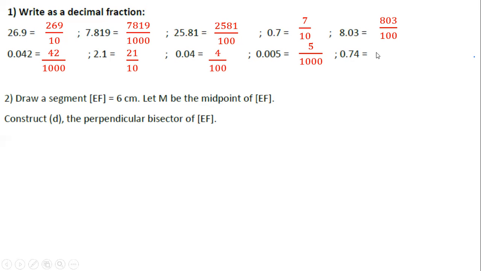Yes, Danielle. 0.474. What is the denominator? 1000. The numerator? 474. Thank you, Danielle.